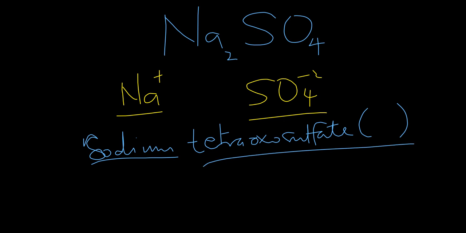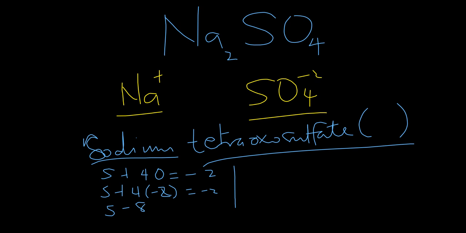Let's calculate the oxidation state of our sulfur. That will be sulfur plus 4 of the oxygen equals the charge on the oxo-anion, which is minus 2. So sulfur plus 4 times minus 2, that's the charge of the oxygen, equals minus 2. That will give us sulfur minus 8 equals minus 2. So sulfur equals minus 2 plus 8, and that will give us positive 6. So the oxidation state of the sulfur in the oxo-anion is positive 6.